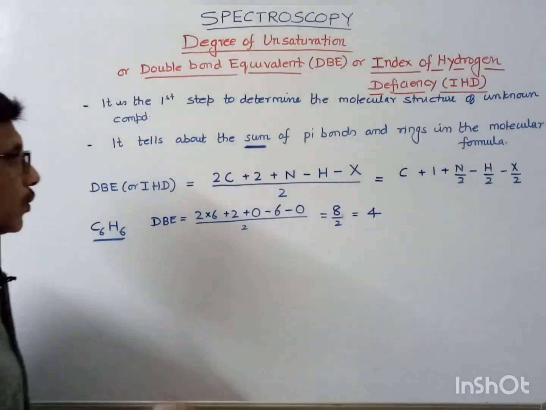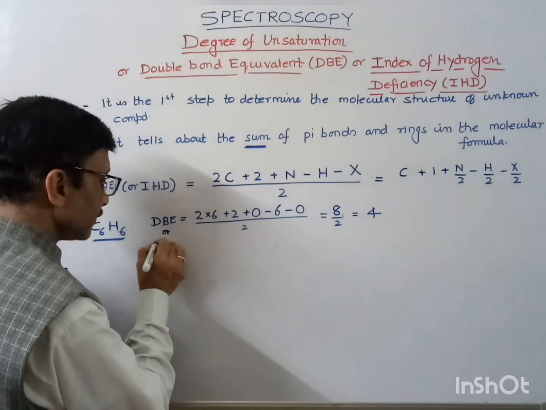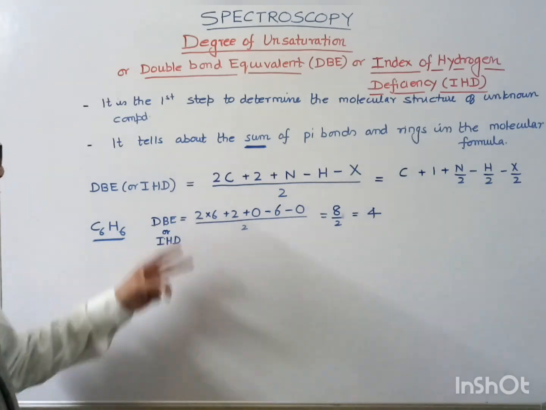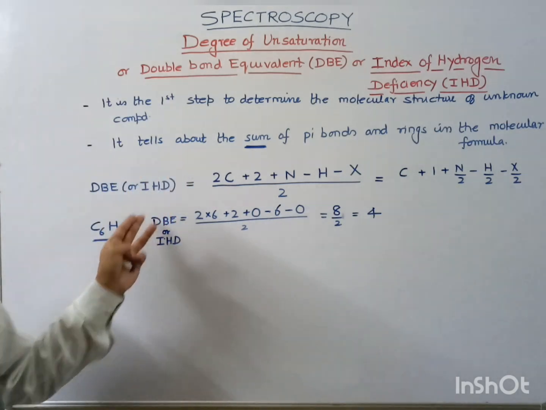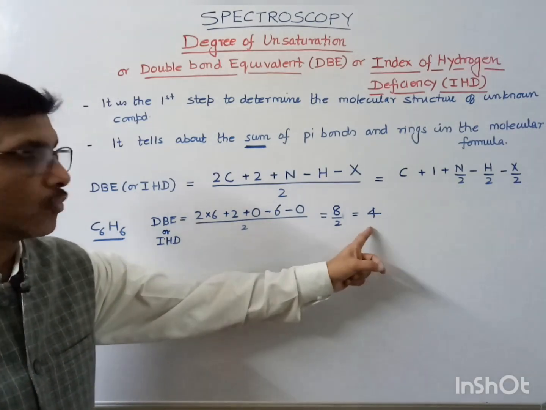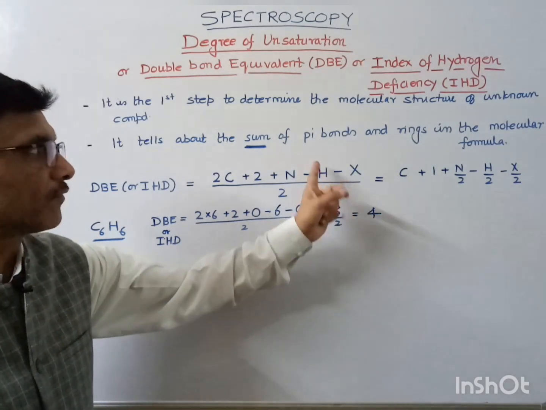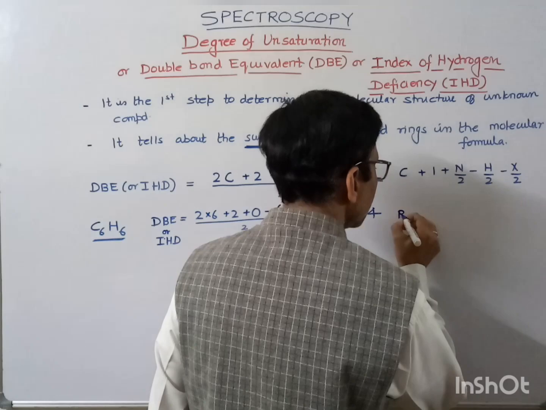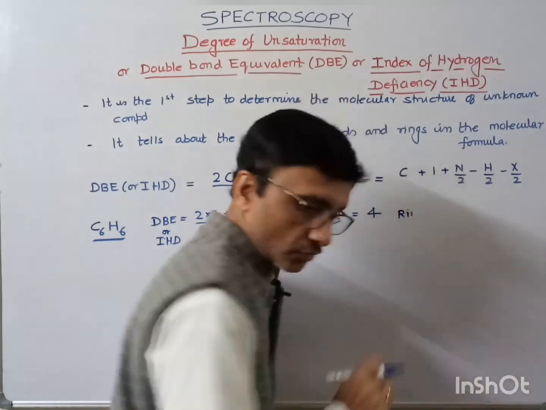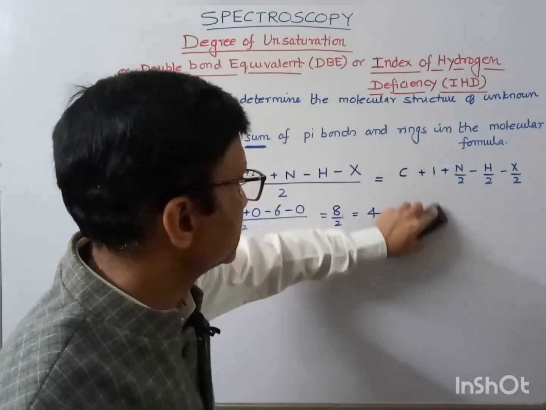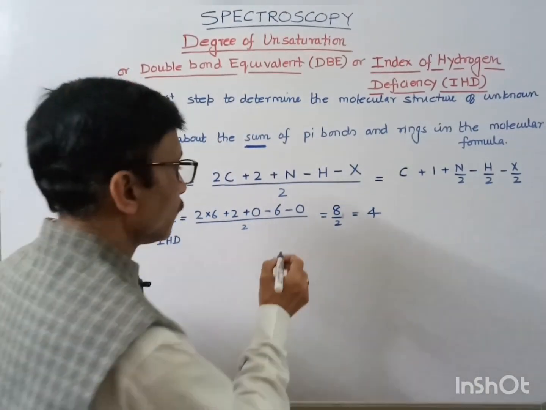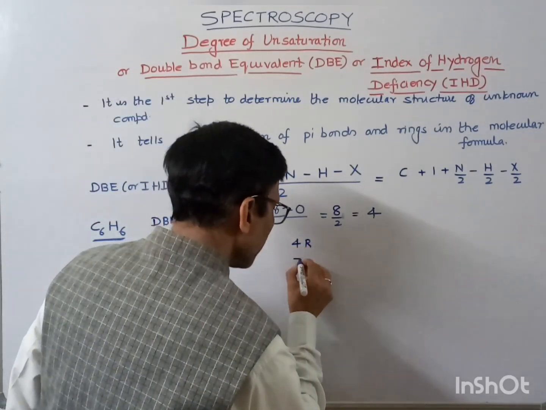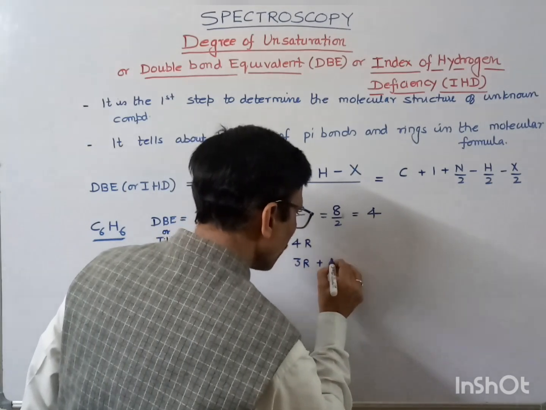So the double bond equivalent, or index of hydrogen deficiency, is coming out to be 4. According to this definition, the DBE is the sum of pi bonds and rings. So this 4 is the sum of pi bonds and rings. Either only rings may be present, only 4 rings, so one possibility is 4 rings, or it may have 3 rings plus 1 double bond.